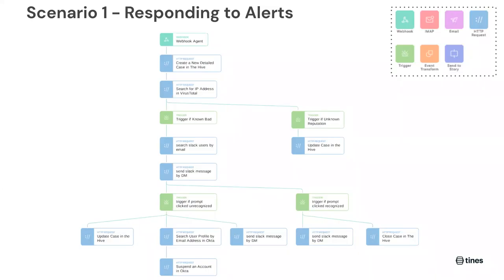If it's a simply unknown reputation or it's known good, we'll just update the case and close it out in the Hive. If it's known bad, though, we're going to search for Jack's user account in Slack. When we find Jack's user account, we'll get his user ID and we'll send him a message. And then based on Jack's response, we can take a few different actions.